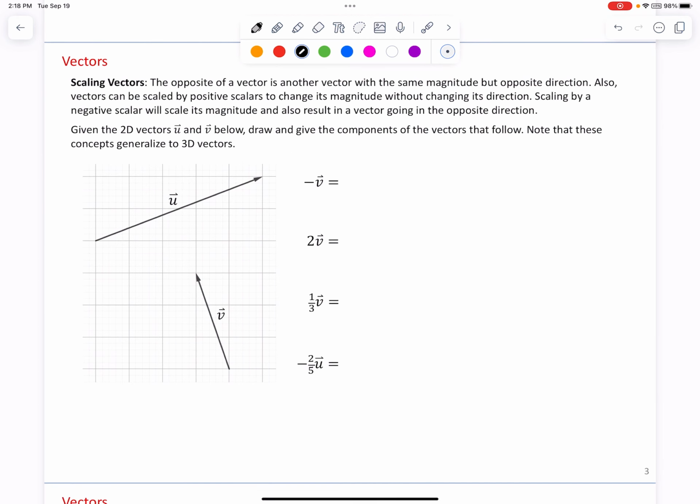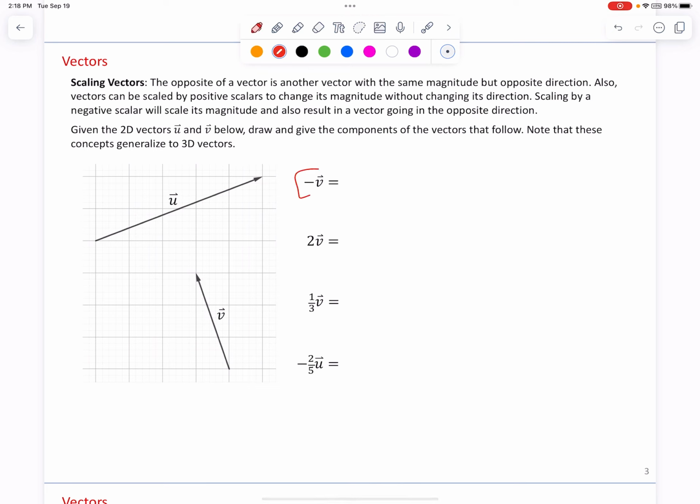Scaling vectors. The opposite of a vector is another vector with the same magnitude but the opposite direction. Also, vectors can be scaled by positive scalars to change their magnitude without changing direction. Scaling by a negative scalar will scale its magnitude and also result in a vector going in the opposite direction. Given the two-dimensional vectors u and v below, draw and give the components of the vectors that follow. Note these concepts generalize to 3D vectors.